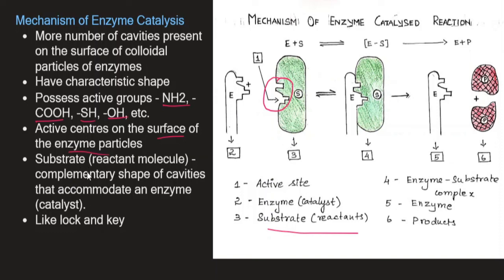Substrate is the reactant molecule, and it has the complementary shape, as I already mentioned, with the cavities that accommodate an enzyme. Specifically, it can accommodate a particular enzyme only. It cannot take all. So that is why it is highly specific and selective.